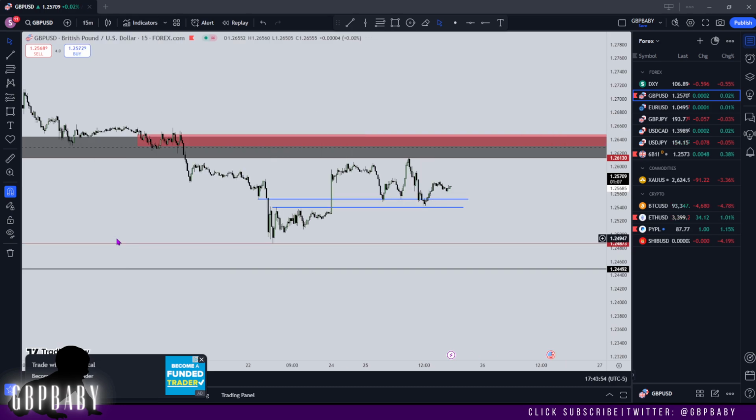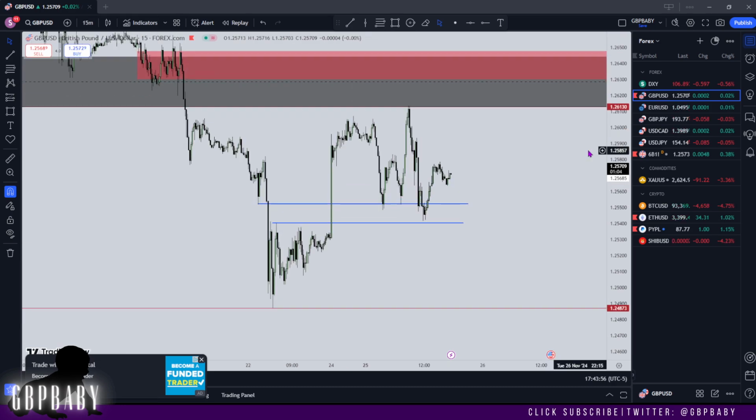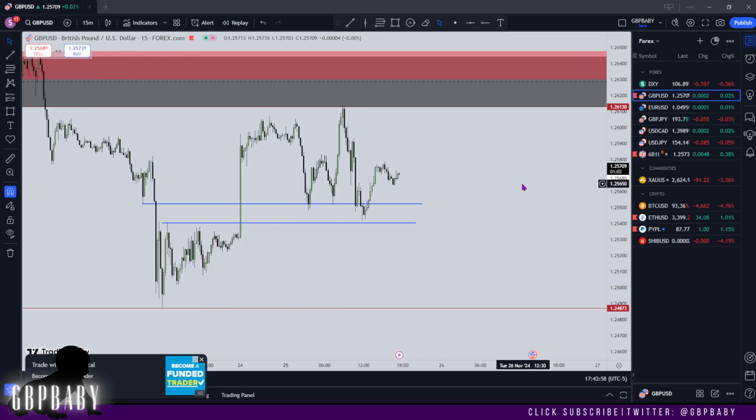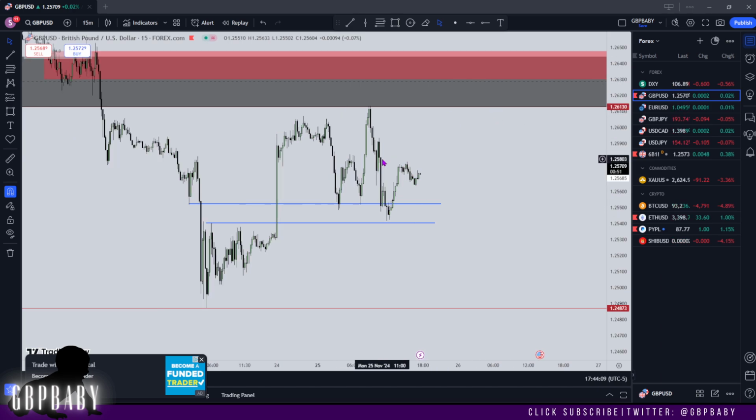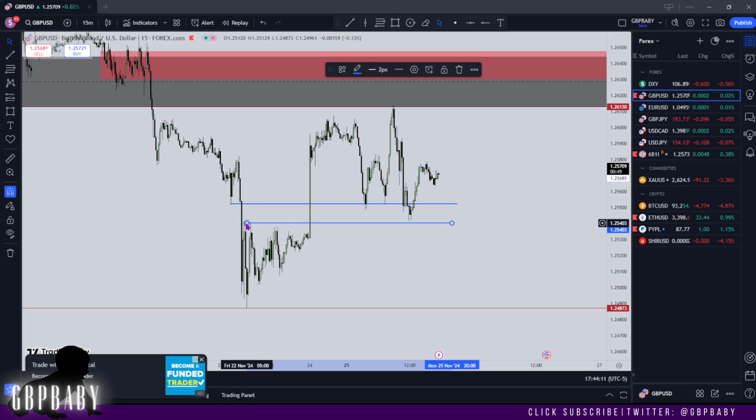But FOMC minutes does tend to be quite a messy one, so we just need to allow for price to do its thing, of course. But it does seem like you see this massive range right here, this imbalance. Look at how we traded in it. We're spending our time in it, we're filling it, so I'm expecting it to leave it eventually, and that's why I'm allowing for room for price to want to expand.